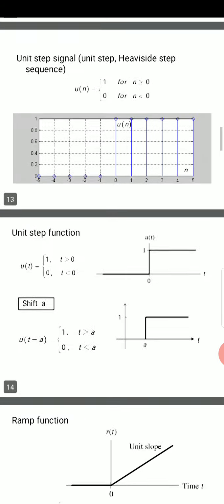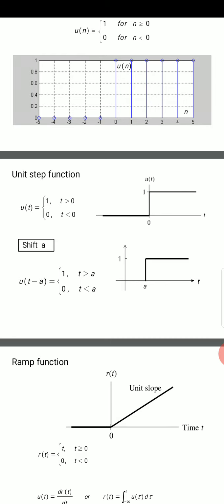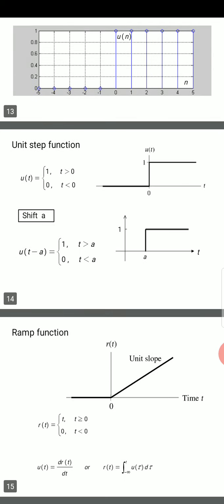What is the ramp function? Ramp is a slope. For t greater than 0 the slope is t, and for t less than 0 it is 0. We can denote the ramp function by r(t). What is the relation between the step function and the ramp function?